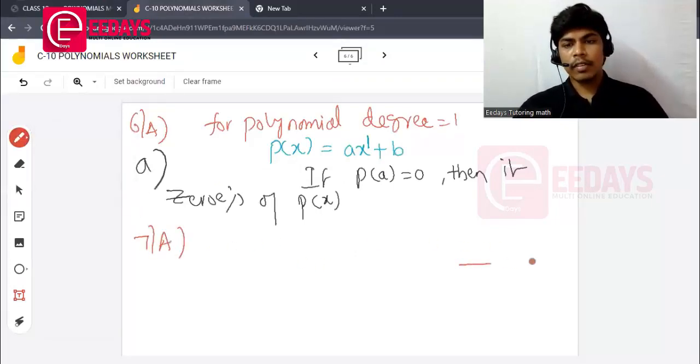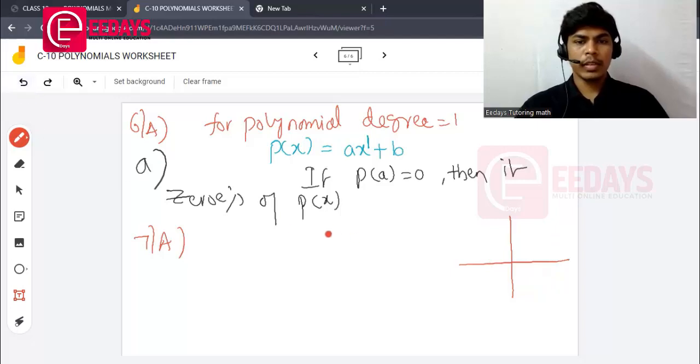Let's take one random graph. The graph is like this, for the polynomial equation. Just give me a moment. So this is y and x.